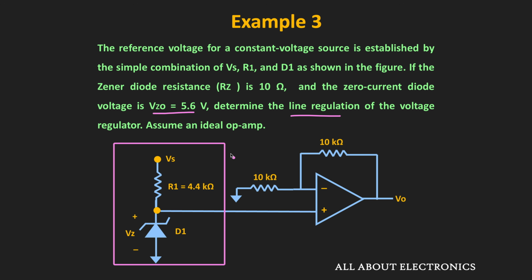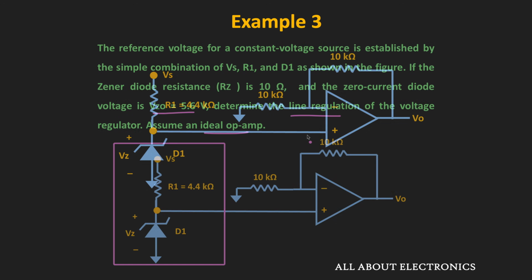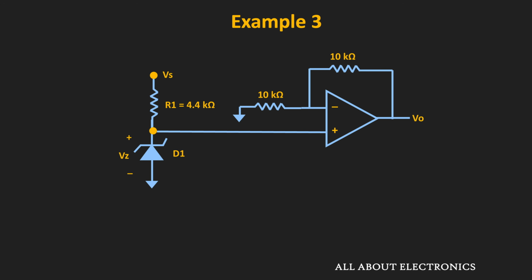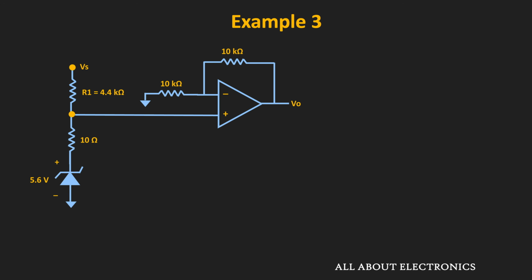And here we have been given that the given op-amp is the ideal op-amp. So considering this, let us find the value of the line regulation. So here, if we consider the Zener resistance and the value of the Vz0, then equivalently, this is how the circuit will look like. So for this circuit, let us find the line regulation.